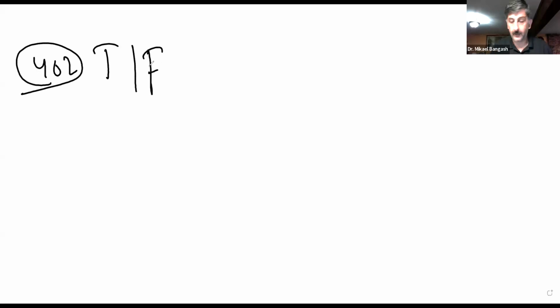Okay, question number 402. Again, we are looking at, is this true or false? With sector scanning, images with greater detail, spatial resolution, are created when the number of acoustic pulses per degree of sector is increased. That is true.